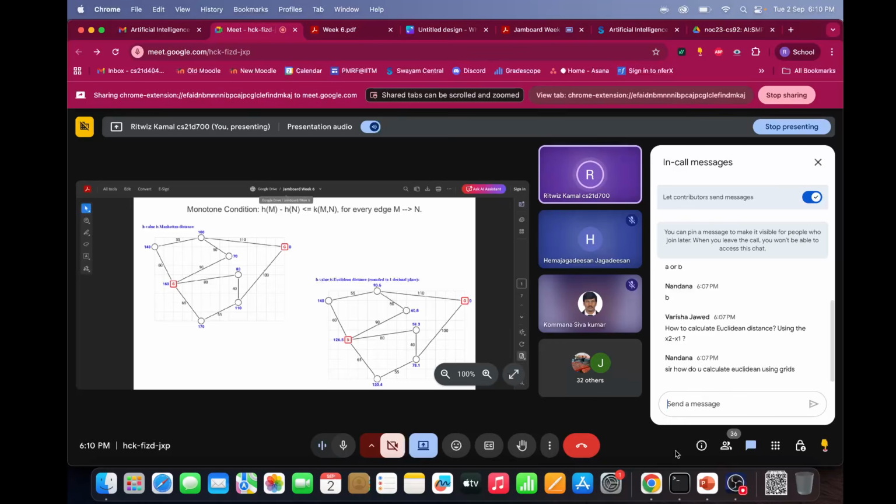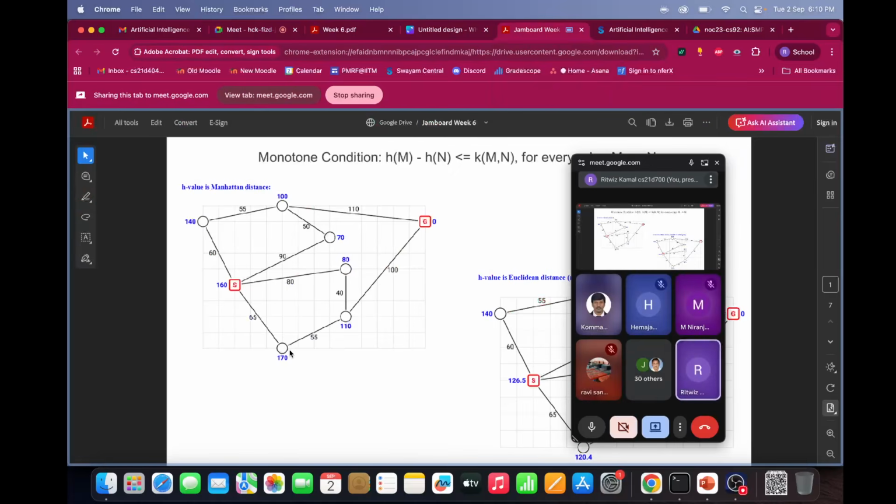So let's say in Manhattan, we consider the node that has the heuristic cost of 170 and 110, right? So that would be this one and this one, right? The difference between the heuristic estimates of these two nodes is 60, and the actual cost of going from one node to another is 55, which is violating the monotone condition.